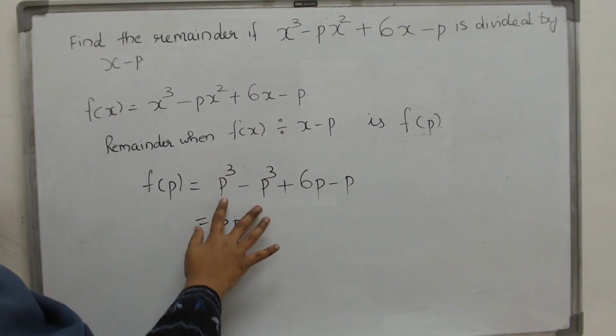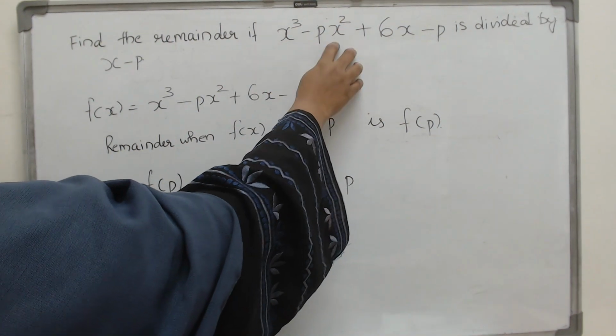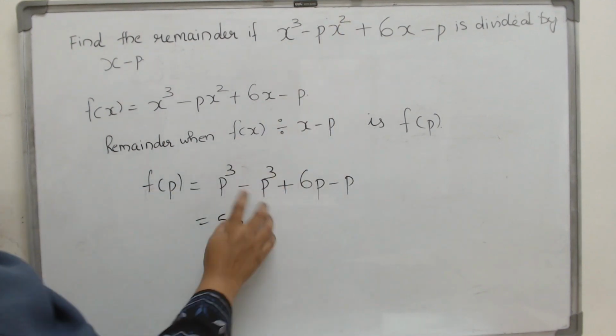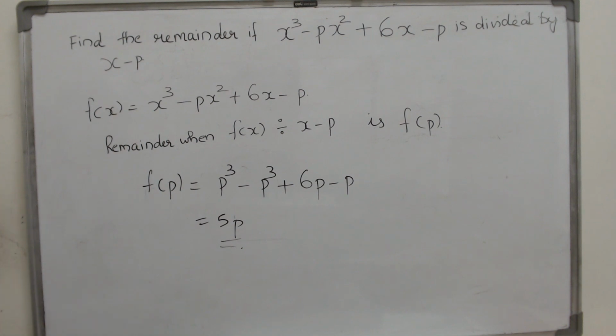The first one will be p cube, the second will also be. Wherever you have x, you have to put p. Then minus p into p square will be minus p cube. Plus 6p minus p, your answer will be 5p.